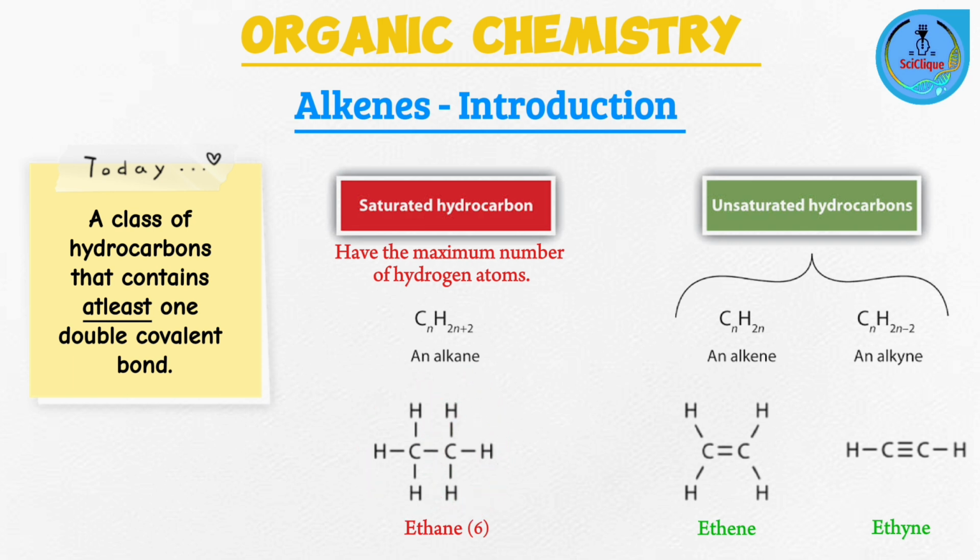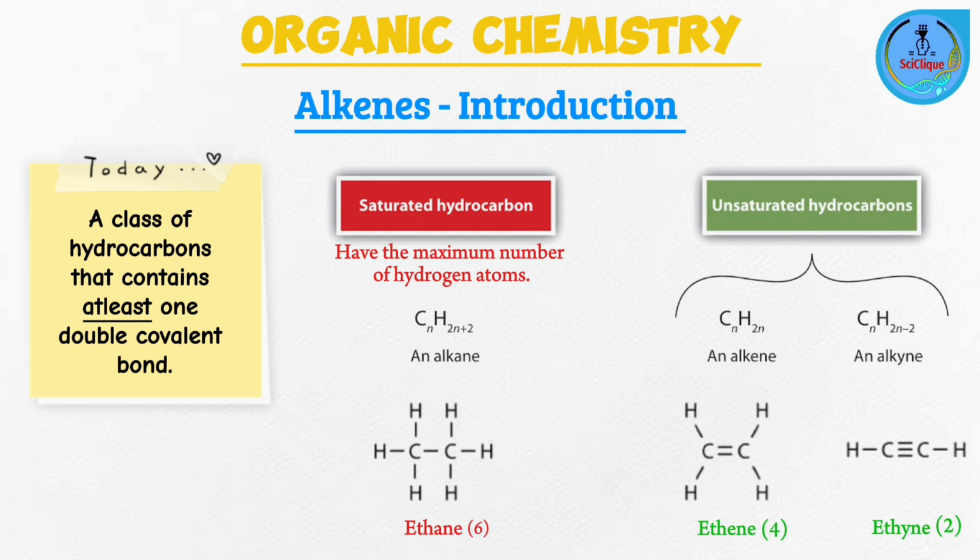Now, how about alkenes? If you look at ethene, same number of carbon atoms, but it has fewer hydrogen atoms, only 4. So each carbon atom has only 2 hydrogen atoms. It doesn't have the maximum number it should have, and the reason is because of the presence of the double bond. Remember, a carbon atom can only have a maximum of 4 bonds. So in this case, alkenes are said to be unsaturated.